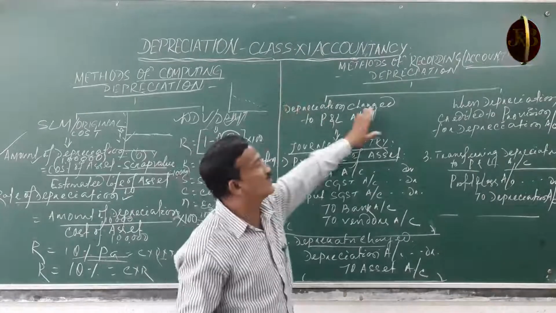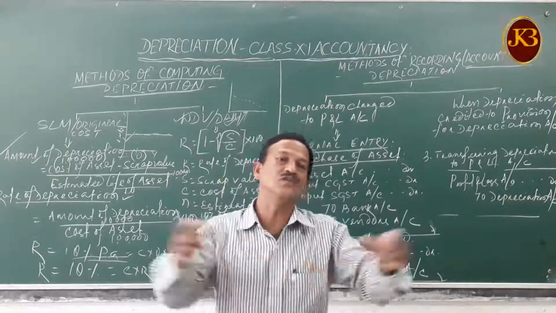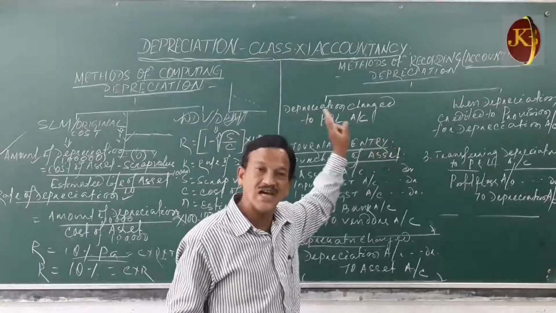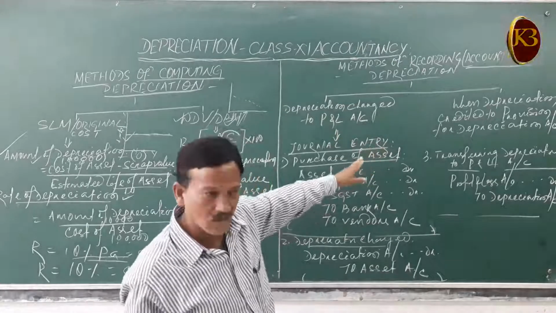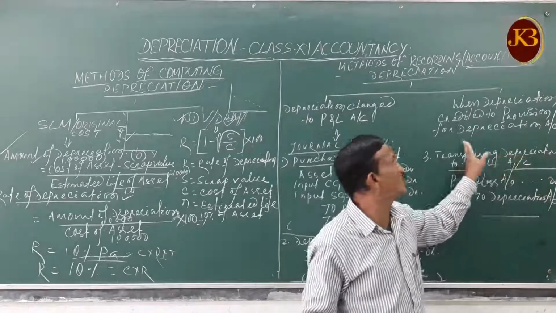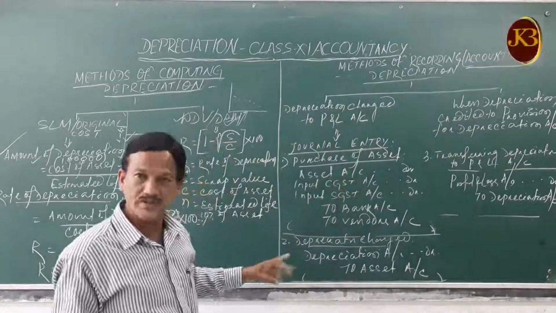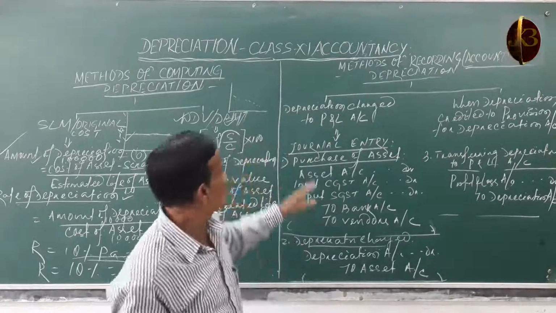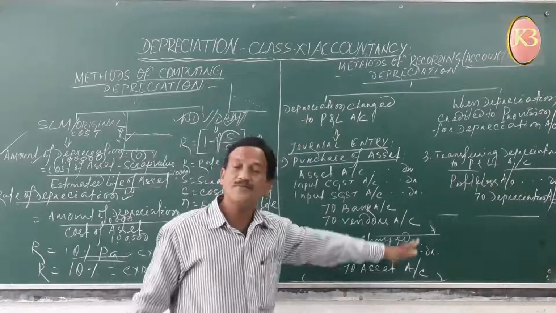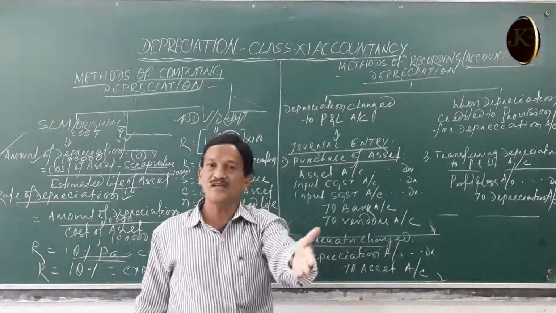So there are two methods of accounting treatment for depreciation. You can use either of the two methods. The first method is when depreciation is charged to profit and loss account. The second method is when depreciation is credited to provision for depreciation account. So there are two methods which can be used. Let's come to the first method, that is the recording of transactions, when depreciation is charged directly to profit and loss account.